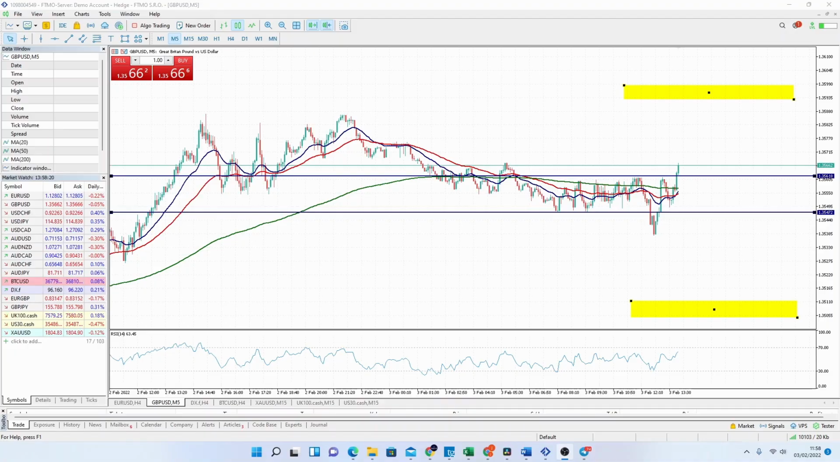So I've put a couple of zones on the chart, about 50 pips away from the current breakout ranges, which is where I'd expect price to go if it was to break long or break short. Let's see if it's going to hit those targets.